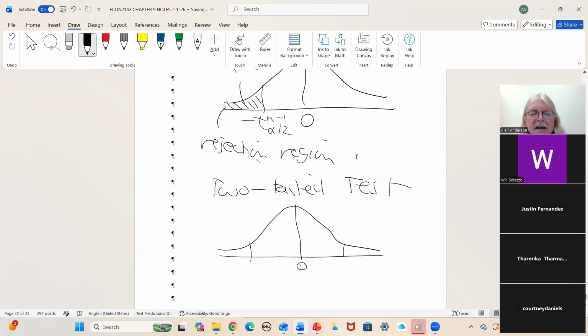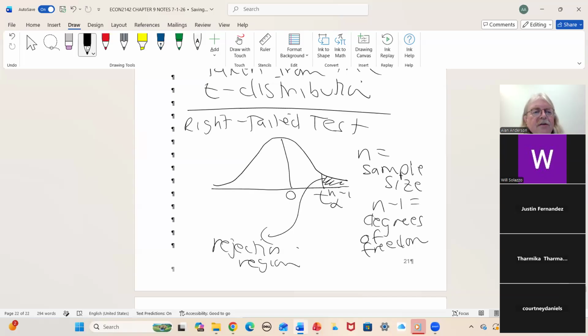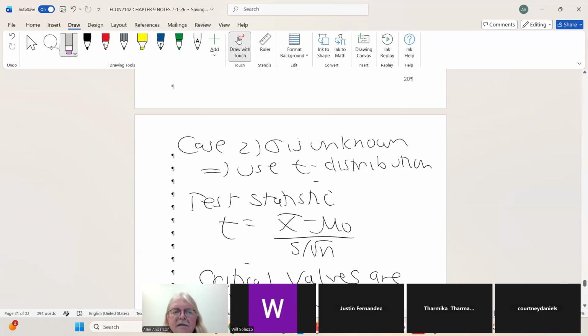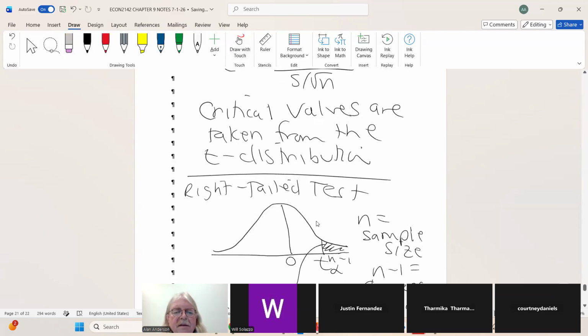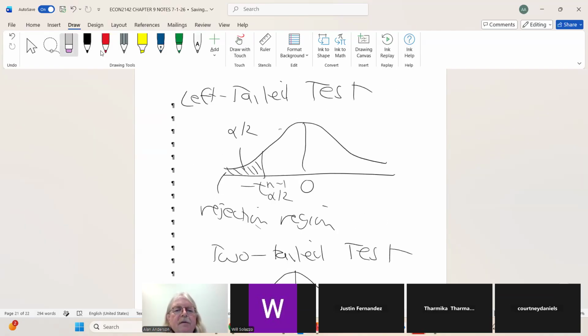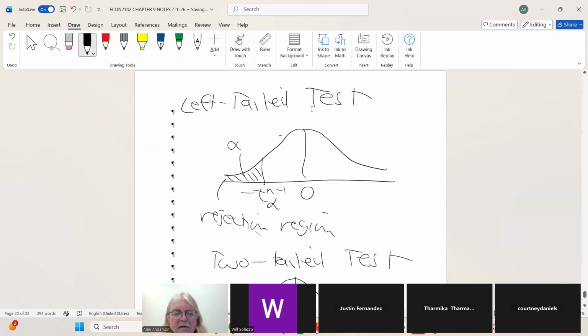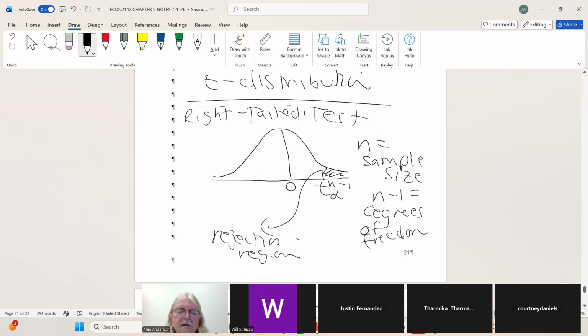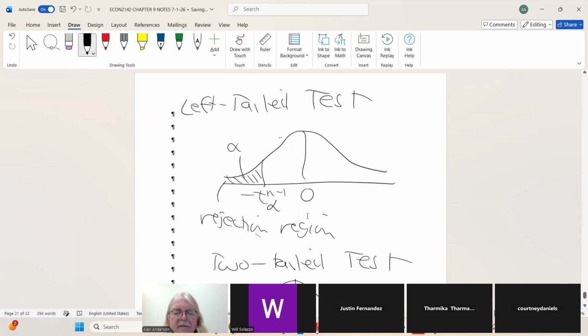Oh, I just realized I made a mistake here. That should not have been cut in half. I apologize. I just noticed that. Sorry. This should, no, it's a one-tailed test. So unfortunately this is wrong. This should have been just plain alpha. But now down here, we do have to cut it in half.